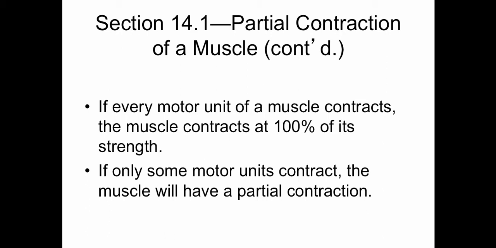If every motor unit of a muscle contracts, the muscle contracts at 100% of its strength. If only some motor units contract, the muscle will have a partial contraction. The number of motor units that contract and also the number of muscle fibers in those motor units determines the degree of a partial contraction.